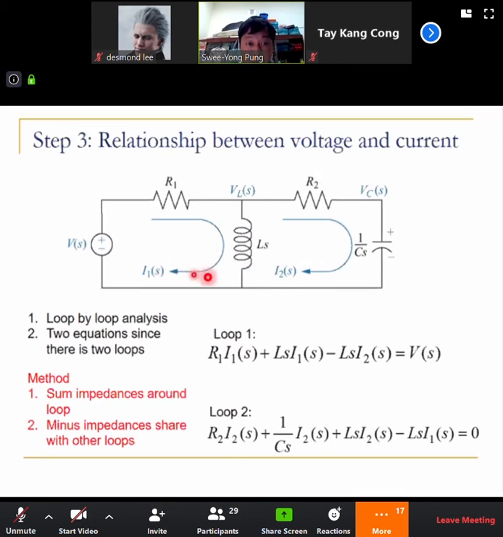Right. Now let's look at loop 2, I2. So I2 flows in this loop, and there are 3 components. So we have R2 plus 1 over CS plus LS, bracket, multiply I2, minus LS multiply I1, equal to 0. Is that okay? Your I2 flowing in this loop, so with I2 multiply R2, I2 multiply 1 over CS, I2 multiply LS, and then minus I1 multiply LS equal to 0.